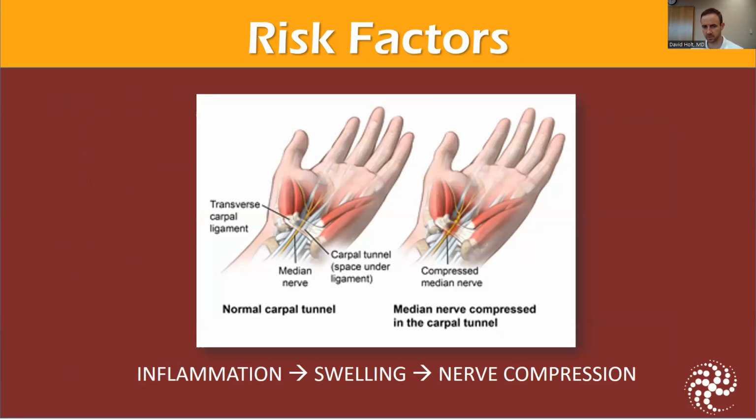So as I was alluding to before, I think for most people, the easiest way to think about it is the end result is inflammation around the nerve, often in the soft tissues that are surrounding the nerve. That leads to swelling. And as the nerve and the tendons pass through this tight tunnel, there's only so much room. And so as that swelling increases, it causes direct compression on the nerve itself.